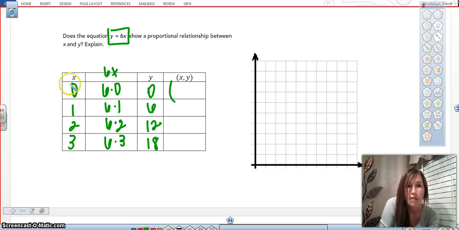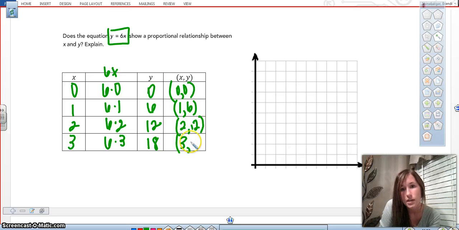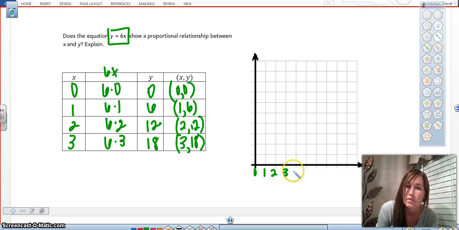This creates a pair, x with y: 0, 0; 1, 6; 2, 12; and 3, 18. This gives us points to work with and we can place them on the graph. Now, you can go by whatever you want, you just can't mix it up. If I'm going to go by ones, I have to keep going by ones all the way across. And then here, I think maybe I'll go by 2s, as long as I do it the whole way.